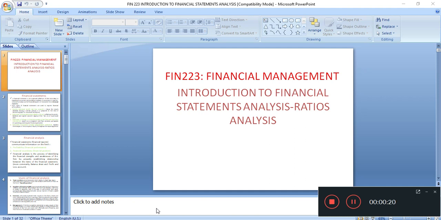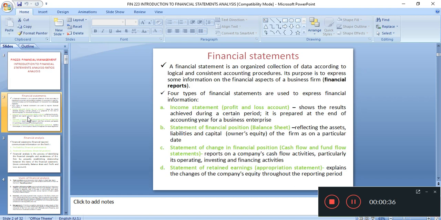Today we are going to start with an introduction to financial statement analysis and ratio analysis. Let us start with the introduction. This course is concerned with financial ratios and financial statements.